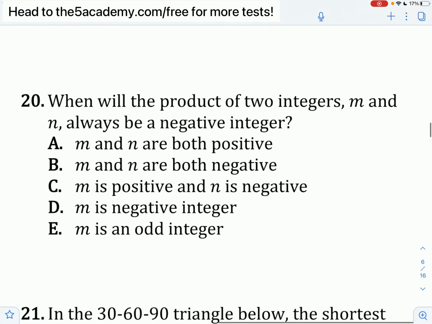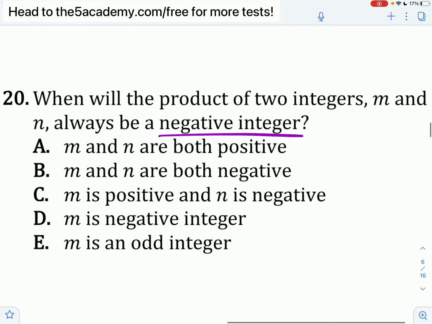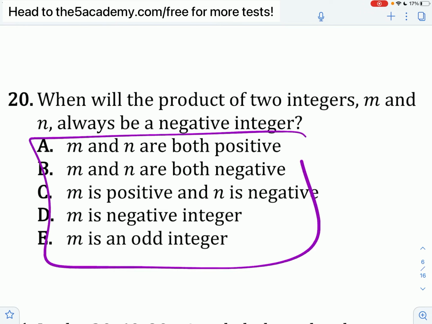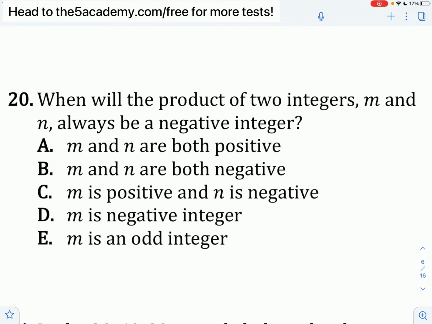When will the product of two integers m and n always be a negative integer? So let's just go through each answer option and check it. It's kind of a hard problem to conceptualize just in our heads. So if m and n are both positive, let's take 3 and 4. If I multiply them, that's the product, right? A product is when you multiply two things. I get 12. That doesn't give me a negative integer, so this answer can't be right because it says always.